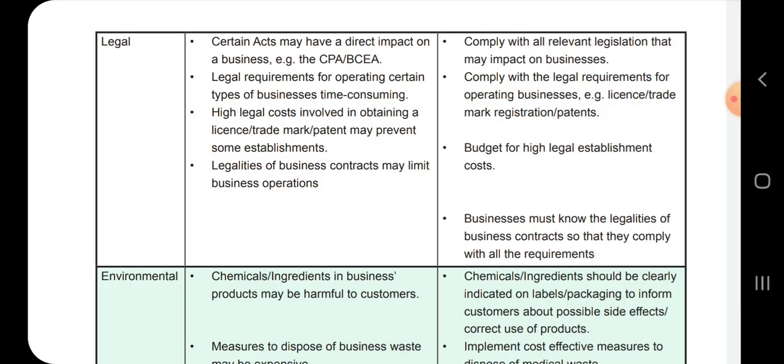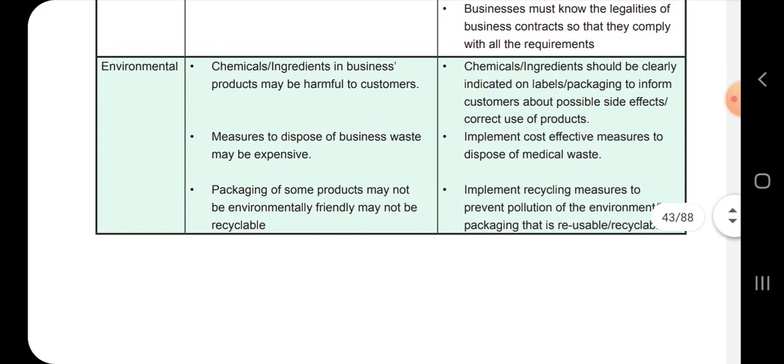Comply with all relevant legislation that may impact on the business. So you will read the other ones yourself. It's straightforward. Environmental problems. Chemicals and ingredients in business product may be harmful to customers, or measures to dispose of business waste may be expensive. How do you deal with that?